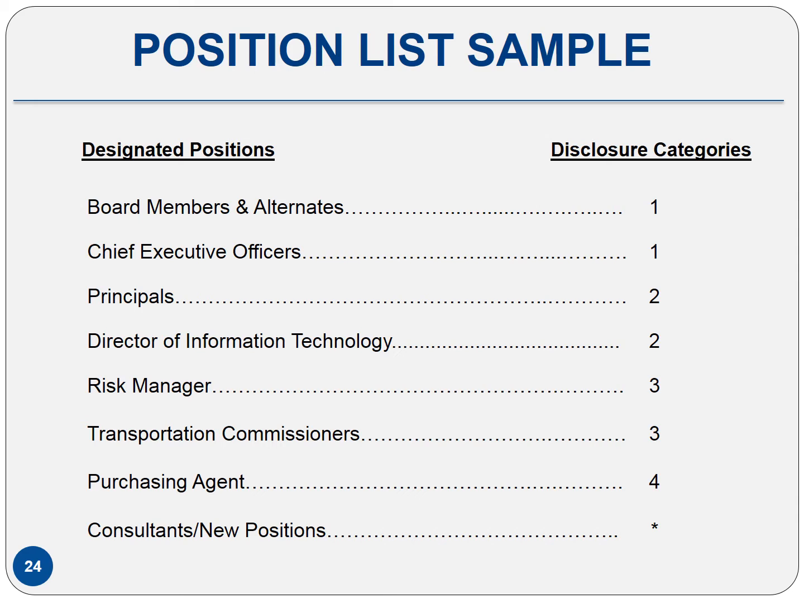We all know that the board members, their alternates, and top-level management should be designated. The focus is on middle management positions and how they would be designated. Here is a random sample of positions that are commonly designated. Remember, the disclosure categories are different for each agency. Your Category 1 may not be the same as Category 1 in another agency's code.